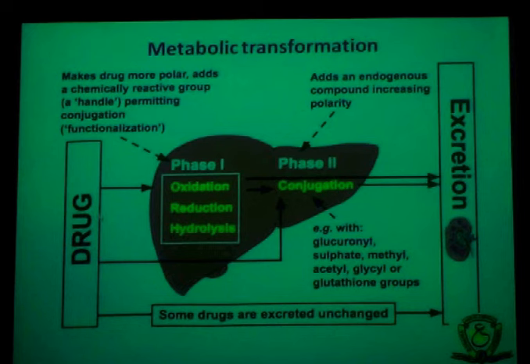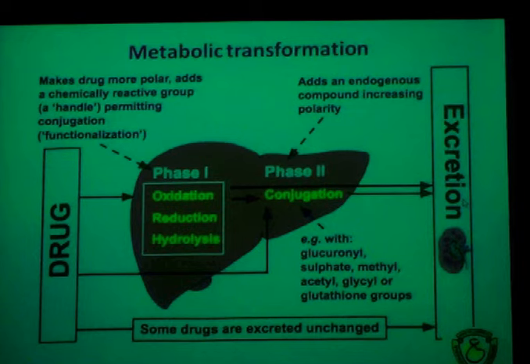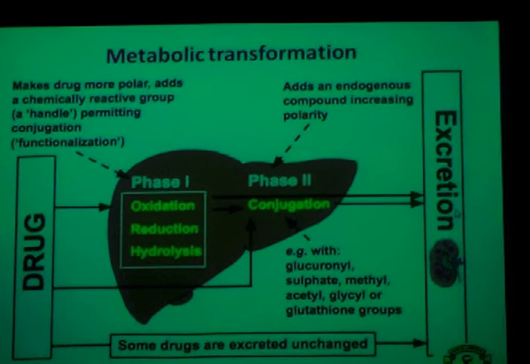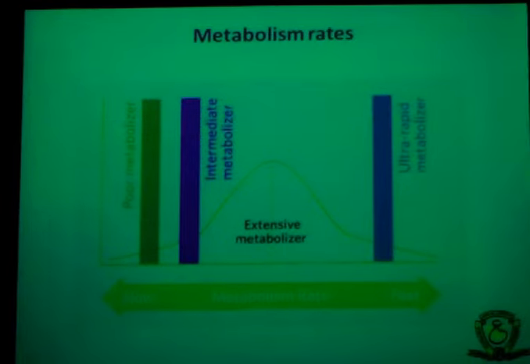What happens to a drug is it will go to phase 1 and then to phase 2, and then whatever is utilized, the remaining will be excreted. But some drugs can bypass phase 1 and directly enter phase 2 before being cleared from the body. There are certain drugs, such as in poor metabolizers, that are directly excreted unchanged. So this slide also tells the same.